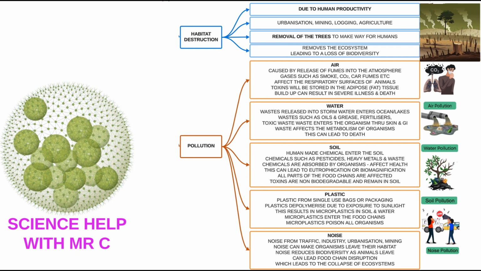Air pollution is caused by the release of fumes into the atmosphere. It affects the respiratory surfaces of animals, and toxins will be stored in the fat layers of animals and can build up in the organism and create severe illness and death.